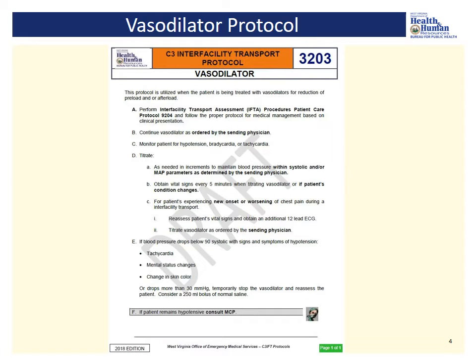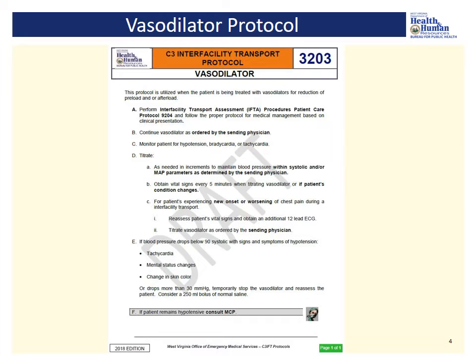C. Monitor the patient for hypotension, bradycardia, or tachycardia. D. Titrate as needed in increments to maintain blood pressure within systolic and/or mean arterial pressure parameters as determined by the sending physician. E. Obtain vital signs every 5 minutes when titrating the vasodilator or if the patient's condition changes.